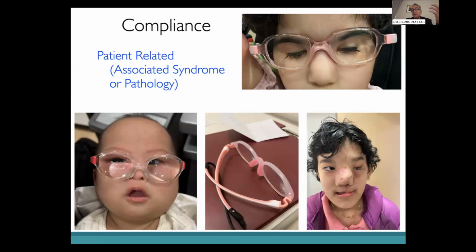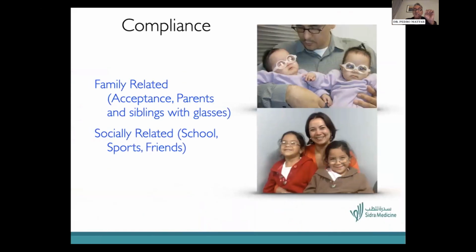The compliance depends on several things. First, the compliance of glasses depends on the patient, and on whether there is a syndrome or a pathology associated. Here you see different children. You see a child that has dysmorphic features, where it is very difficult to put any eye frames over the head. Here we have Down syndrome, where we all know that they have a flat nose, so they will need a lens with a nasal bridge.